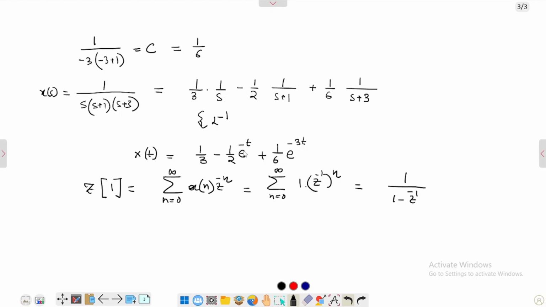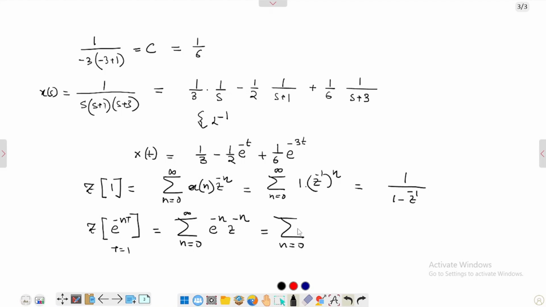How will I do this one? I will do it by sampling. With the help of sampling, I can find the values of these together. So how will I do it? I will say, okay, let's sample this one and take the z transform of, say, e to the power minus nt, and I will say t equal to 1. So it will become the sum from n equal to 0 to infinity of x of n z to the power minus n, with x of n being e to the power minus n.